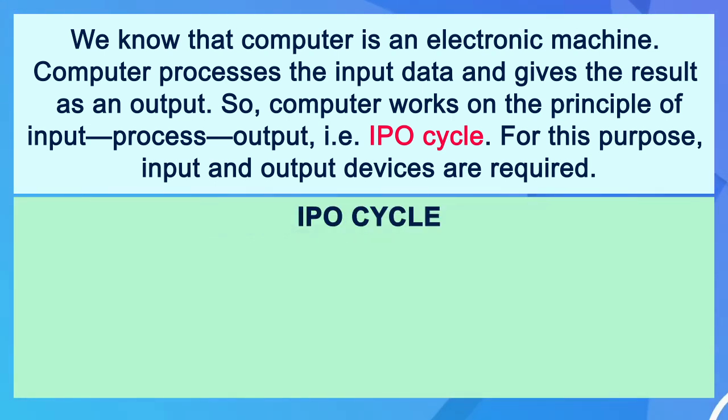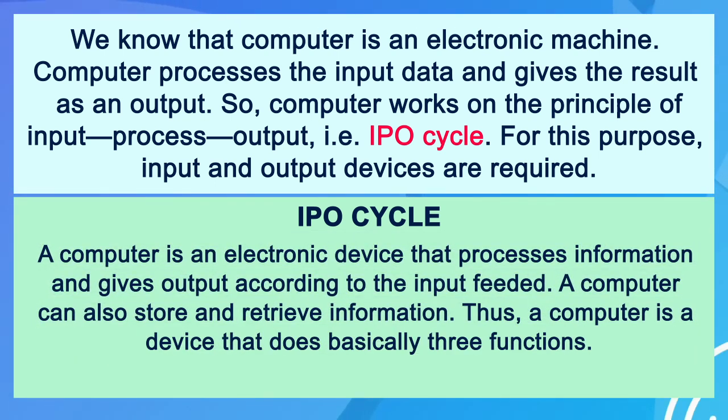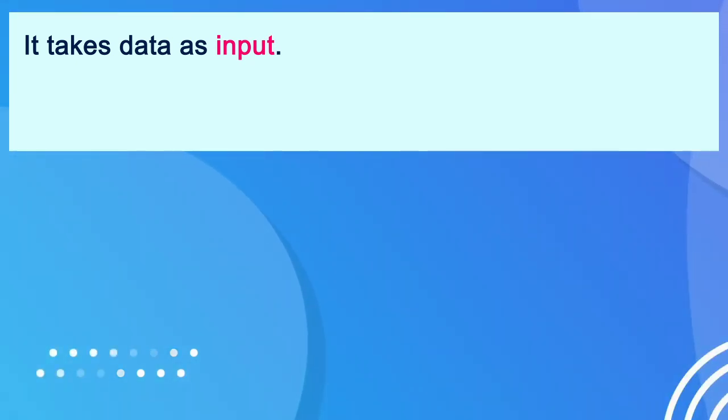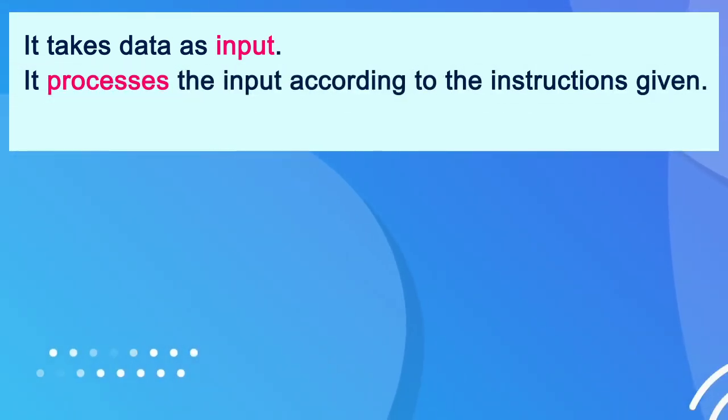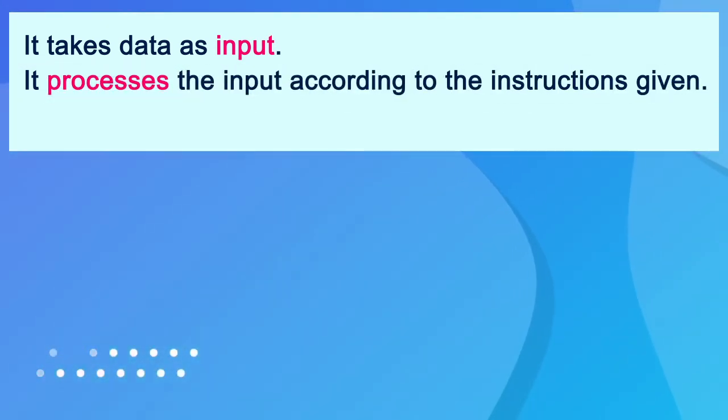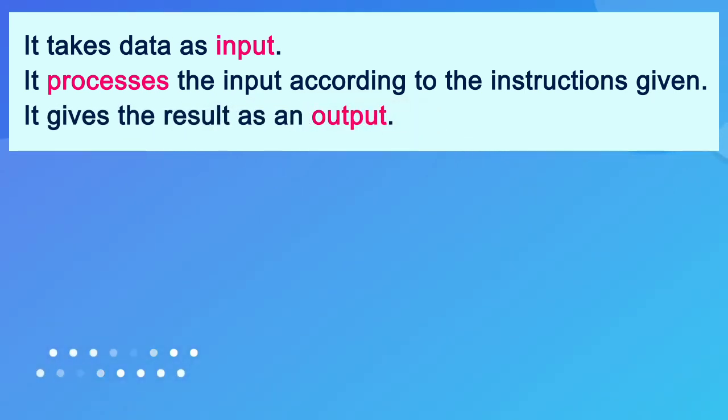A computer is an electronic device that processes information and gives output according to the input feed. A computer can also store and retrieve information. Thus, a computer is a device that does basically three functions. It takes data as input. It processes the input according to the instructions given. It gives the result as an output.